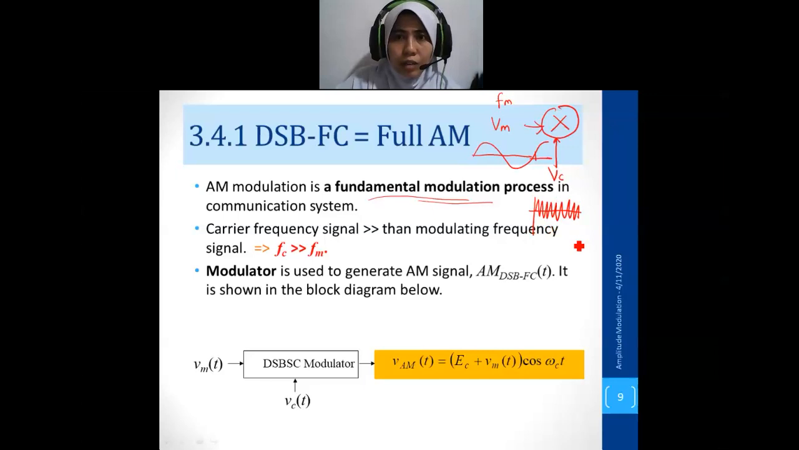Because with the high frequency, we can transmit more, with a higher distance. And a modulator is used to generate the AM signal. This one, X here, is the modulator. So we have VMT, the modulating signal, and VCT, the carrier signal, and they are combined in the modulator. The basic formula is EC plus VMT cos VCT.